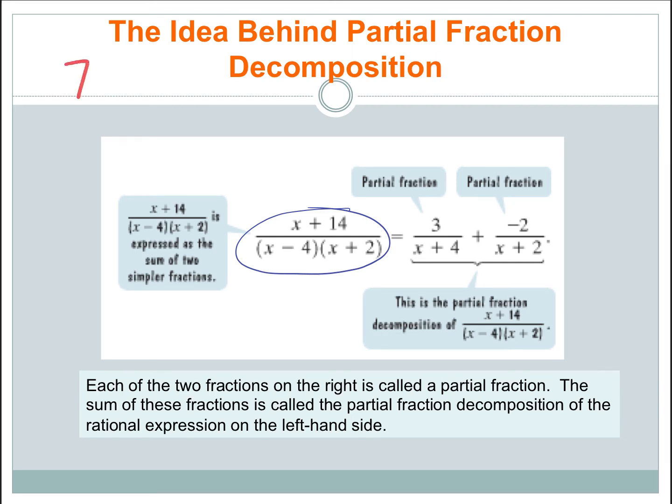All right, so today we're taking notes on 7.3, part 2. And it's on partial fraction decomposition, so totally different than what we've been doing in 7.1, 7.2, and part 1 of 7.3. What we're going to be doing is taking a fraction here, a rational expression, and breaking it up into two fractions though. So each of these two fractions on the right is called the partial fraction. The sum of these fractions is called the partial fraction decomposition of the rational expression on the left-hand side.